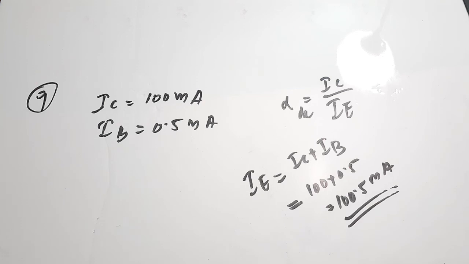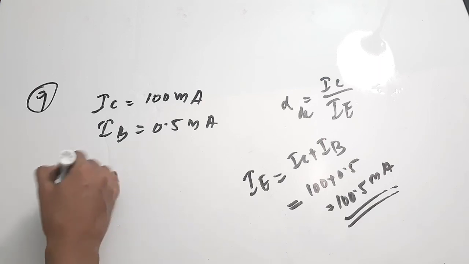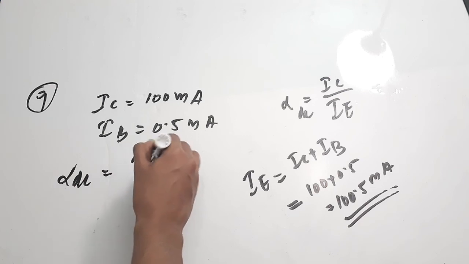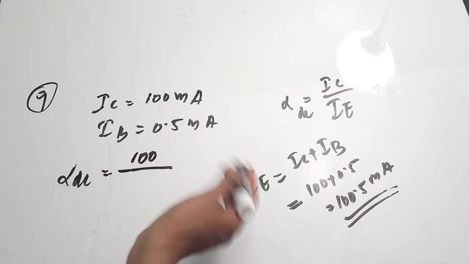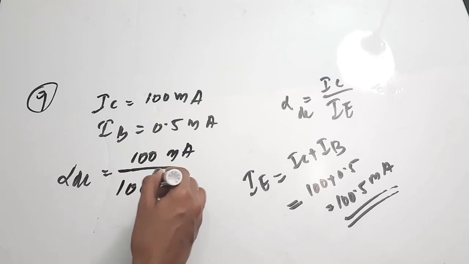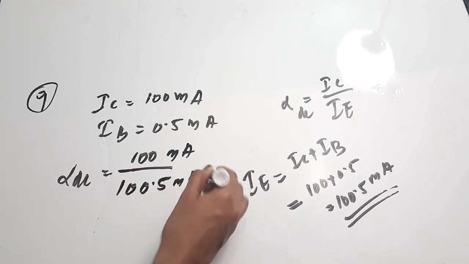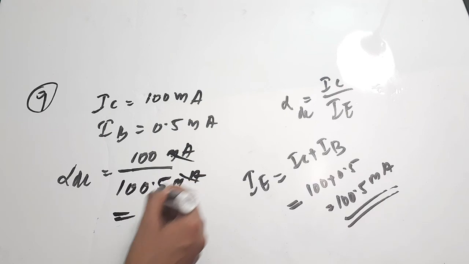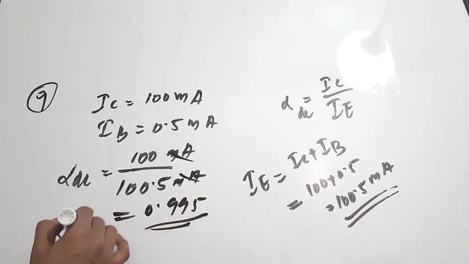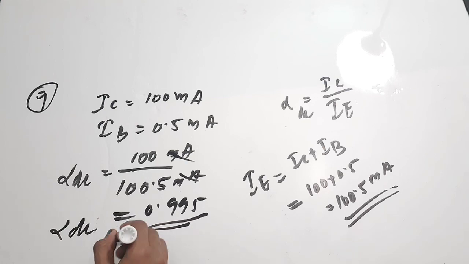So substitute IC by IE. Alpha DC is equal to IC is 100 by milliampere and milliampere cancel. Anyway, you can write it and then we'll cancel it out. 100.5 milliampere, cancelling this, and you will get 0.995 is the value for your alpha DC. Okay, so the correct answer here is option D.